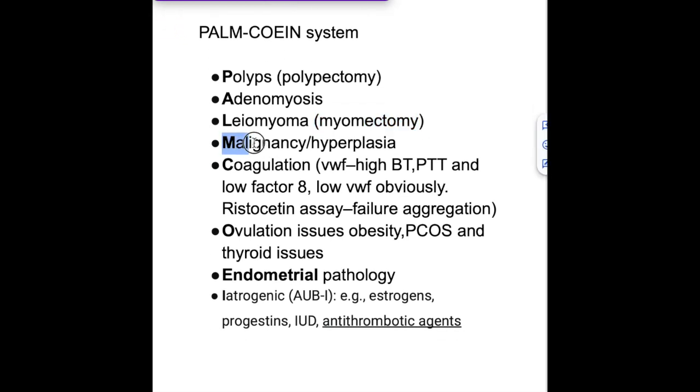The next topic is obviously malignancy or hyperplasia, especially hyperplasia of the endometrial lining, such as endometrial cancer. Next topic is coagulation. In the context of coagulation, von Willebrand factor disease is the highest yield topic that you should know. It presents as a high bleeding time, high PTT, low factor 8, low von Willebrand factor, obviously, and the ristocetin assay will show a failure of aggregation of platelets.